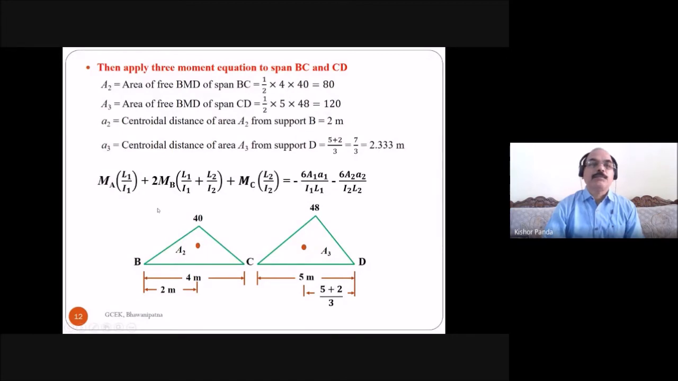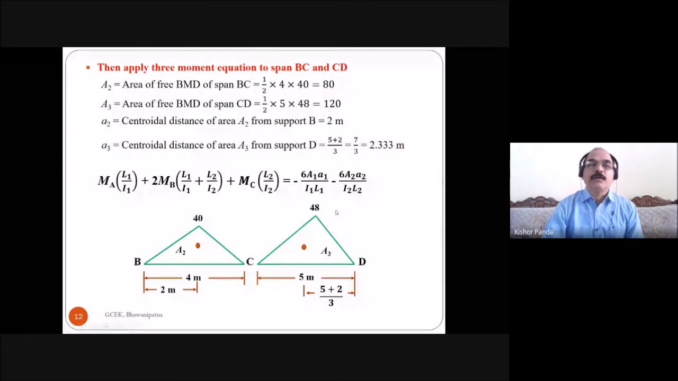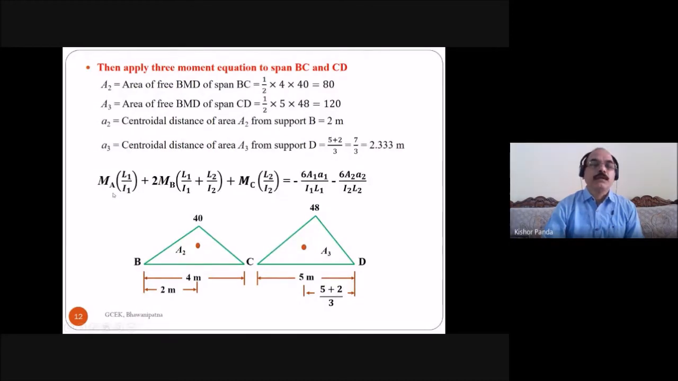Then apply Clapeyron theorem. This is the Clapeyron theorem: MA L1 by I1 plus 2 MB L1 by I1 plus L2 by I2 plus MC L2 by I2 is equal to minus 6 A1 by I1 L1 minus 6 A2 by I2 L2. So in this case, you have to take MA is equal to MB, and MB is equal to MC, MC is equal to MD.